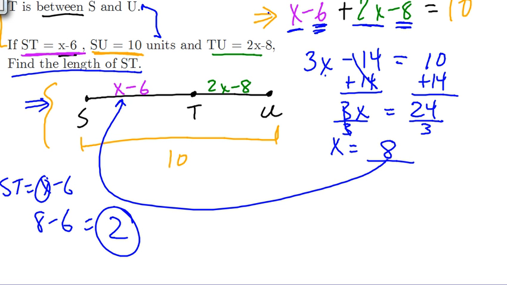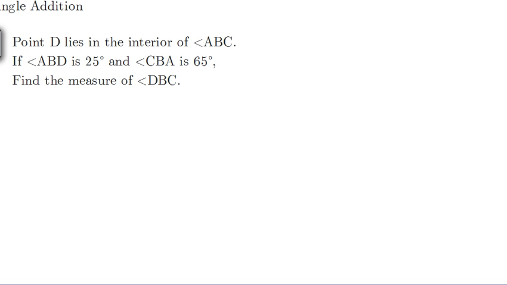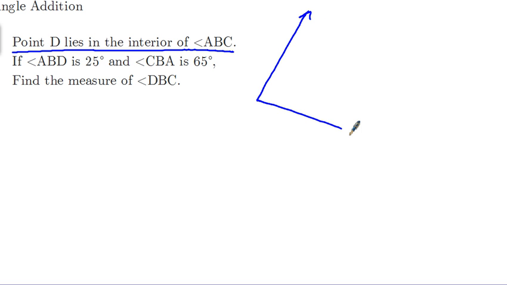Now this idea extends to more than just segments. It also extends to angles. So we have also the idea of angle addition. So let's do an example real quick. Point D lies in the interior of angle ABC. I don't see angle ABC, that's a problem. Let me fix it. Here's the angle, right?